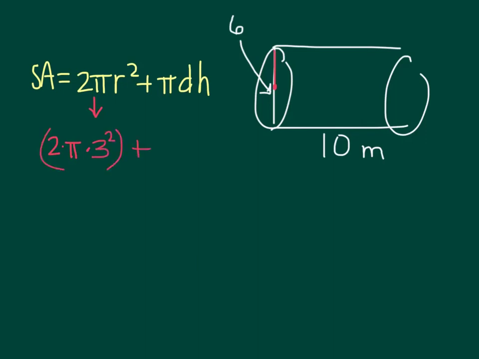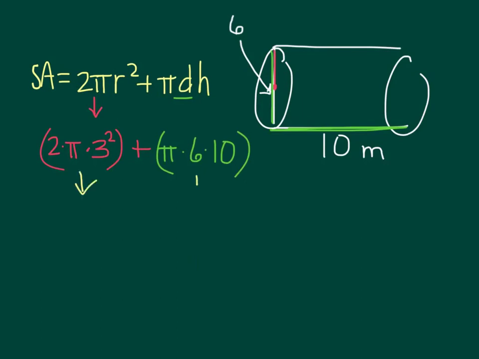Plus, I'm going to come to my second part. It says pi times the diameter, which is 6, times the height. Remember, your height has to connect your two bases. My two bases are these circles. The height connects them, which is 10, so I'm going to times that by 10. There's my second part. Now I need to work those two sections out, and I do always want you to show this work.